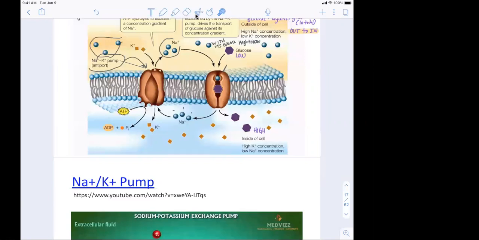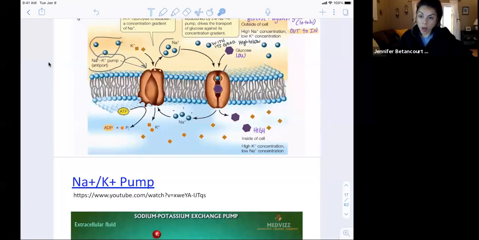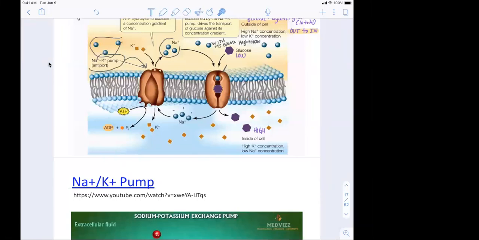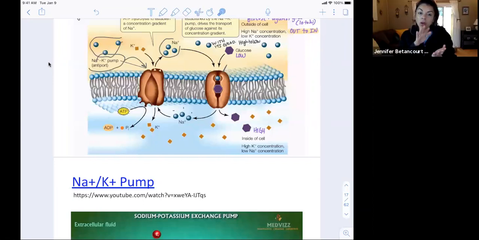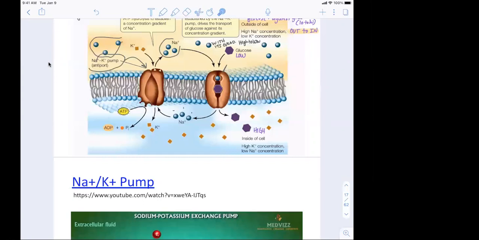Right, I understand why it would pull sodium back in, but I don't think I understand why glucose would go with it. Because this pump is specific to sodium and glucose. Okay, okay. All right, so the sodium-potassium pump sets up the gradient for sodium-glucose transport. That's it. Okay, thank you.